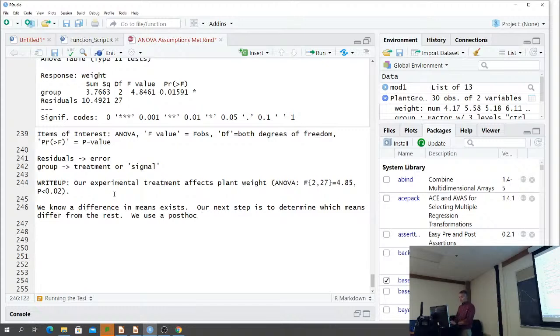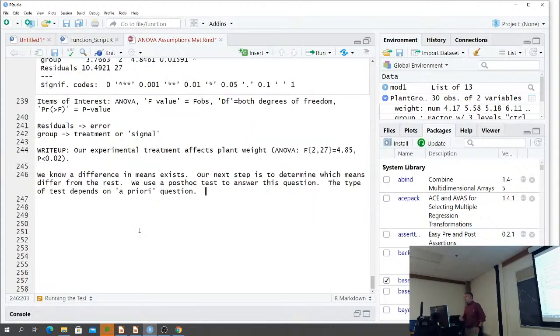We assume that they hold below us. So now we're going to use a post hoc test to address this. The type of test depends on, I'm going to say, the a priori question. That's why I did question 1 and question 2, because those questions tell us what type of post hoc test we should run.